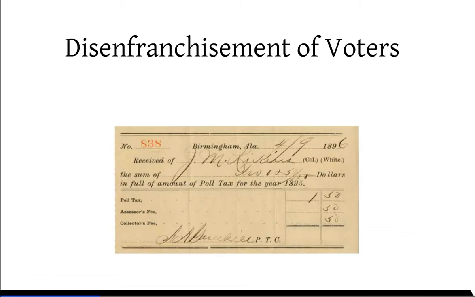There was also disenfranchisement of voters. This meant the vote was taken away through a variety of means that your textbook will cover, including the poll tax. This here is a receipt for a poll tax. Now, it doesn't look like it's very much. It's $2.50, $1.50 for the tax, and then other fees. In 1896, this was actually a lot of money.